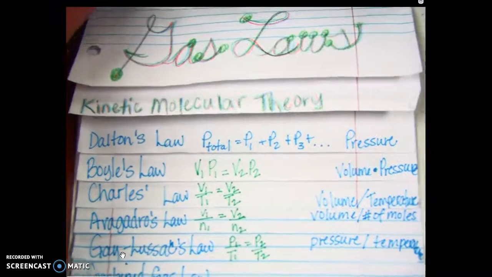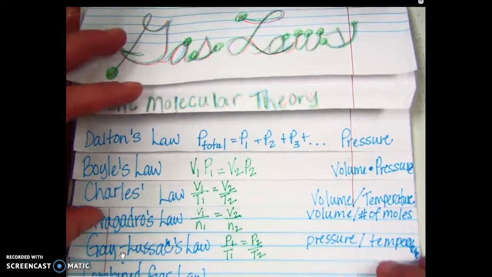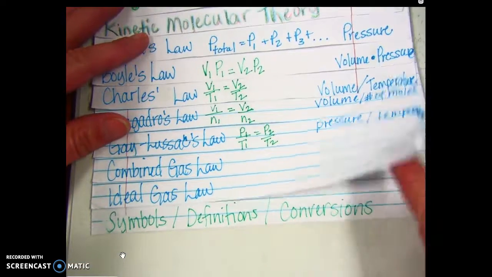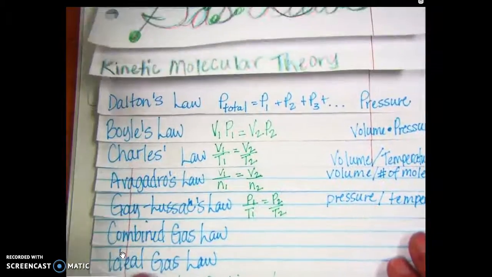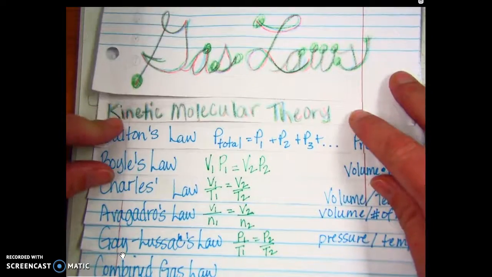Okay, this is our gas laws foldable that we made in class. We took 5 sheets of paper and staggered them, showing one blue line for each one. So that gives us 10 tabs altogether. We titled it Gas Laws, then our kinetic molecular theory.